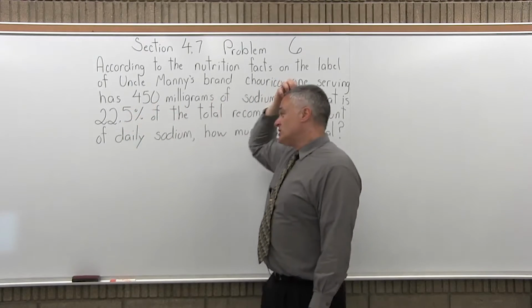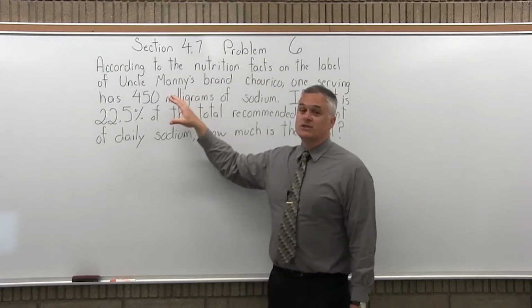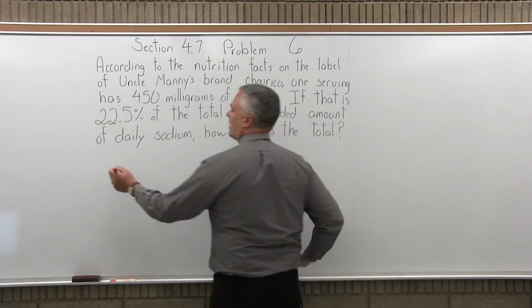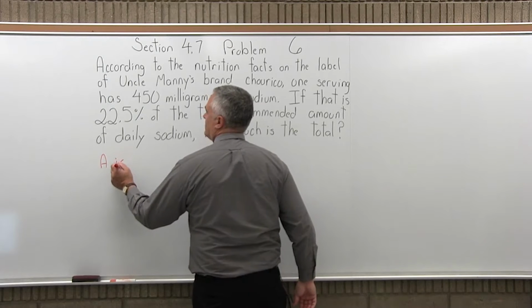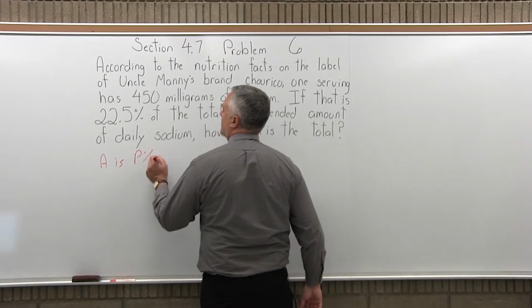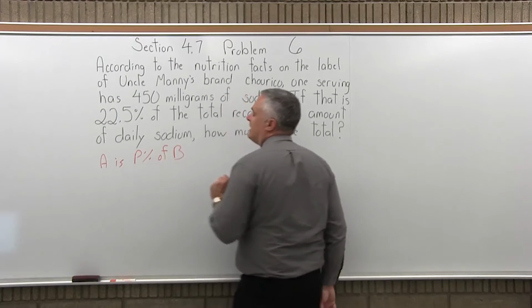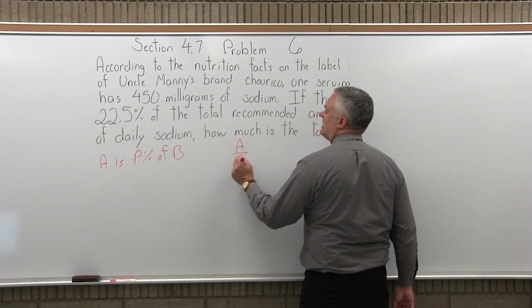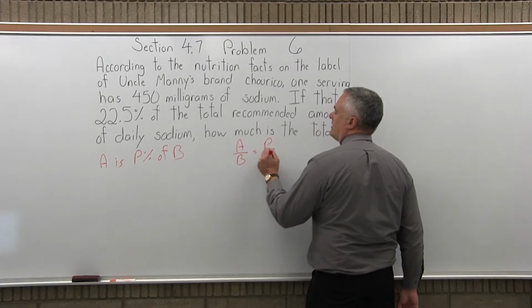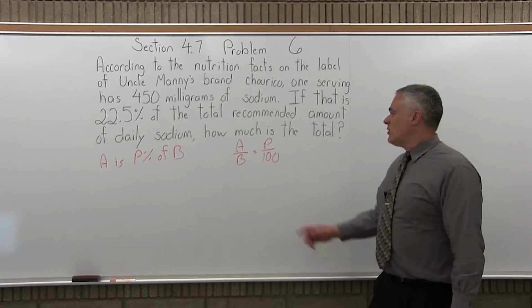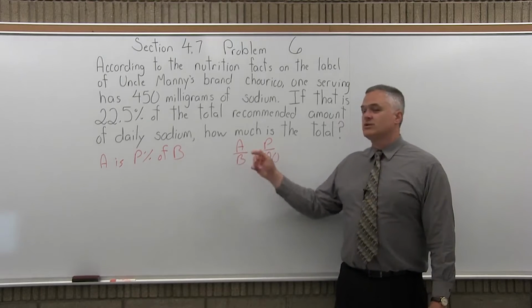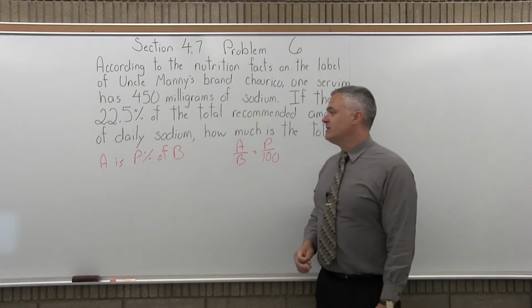What's the total? To answer a question like this, what I like to do is boil it down to the important parts and write it in the form A is P% of B. If I can write it that way, I can fill in this formula: A over B equals P over 100. I have basically three variables, and as long as I know the value of two and only one is unknown, I'll be able to solve it.